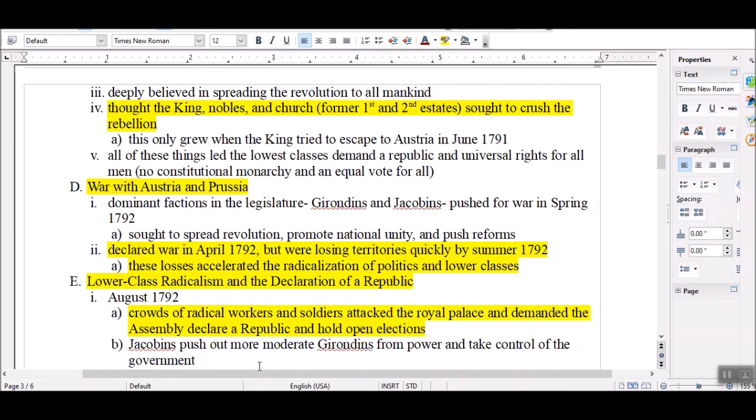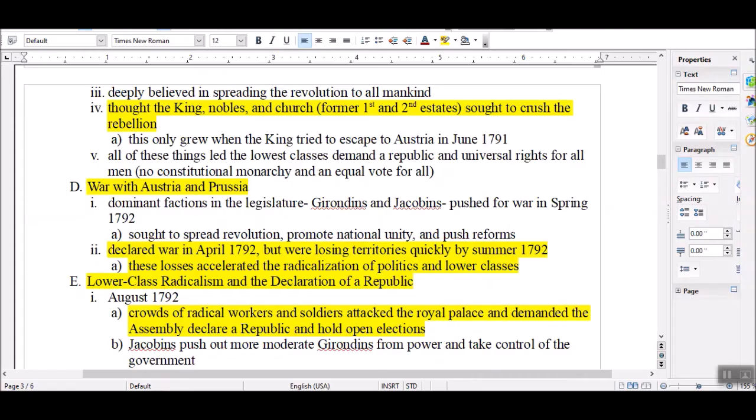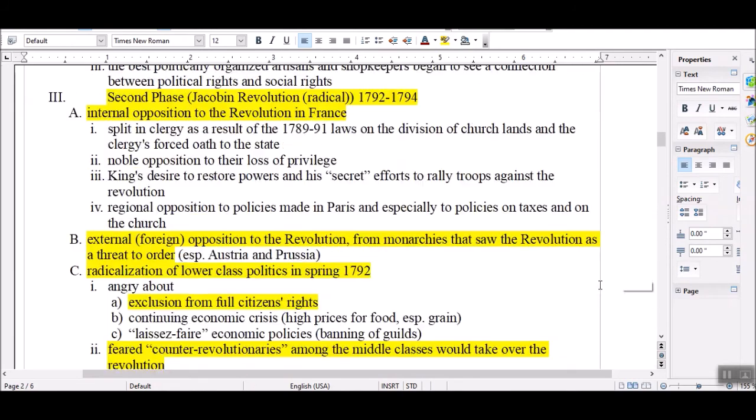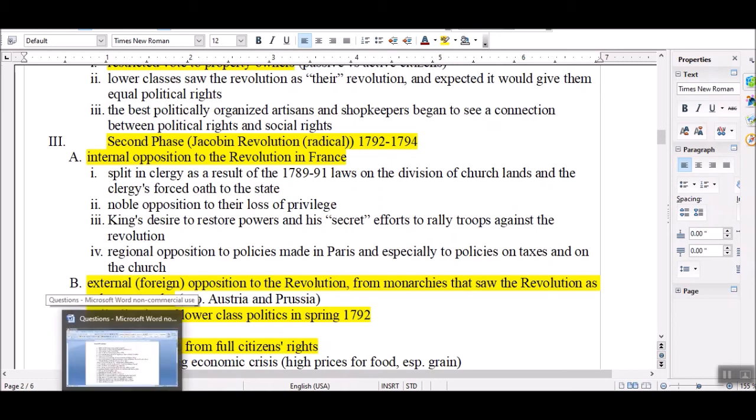All right, let's pause here and jump over to our questions and see how many we can answer here. So, moderate settlement. So, why did the second phase of the revolution begin? Well, the second phase of the revolution is the radical phase, the Jacobin phase of the revolution. So if we jump back up here, the main reasons: internal opposition, external opposition, radicalization of lower class politics. Those three things are going to be the primary things that push into the second phase of this revolution.